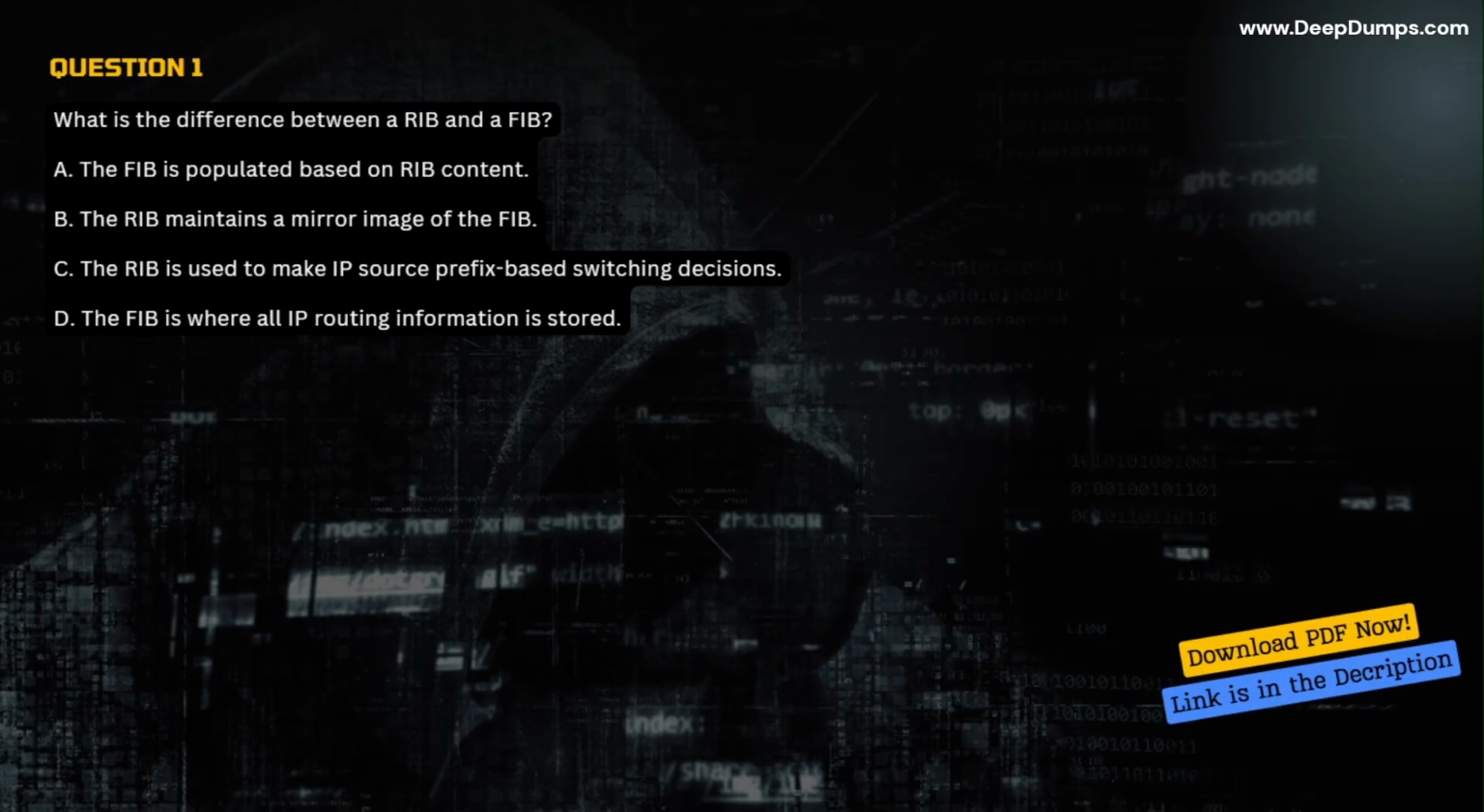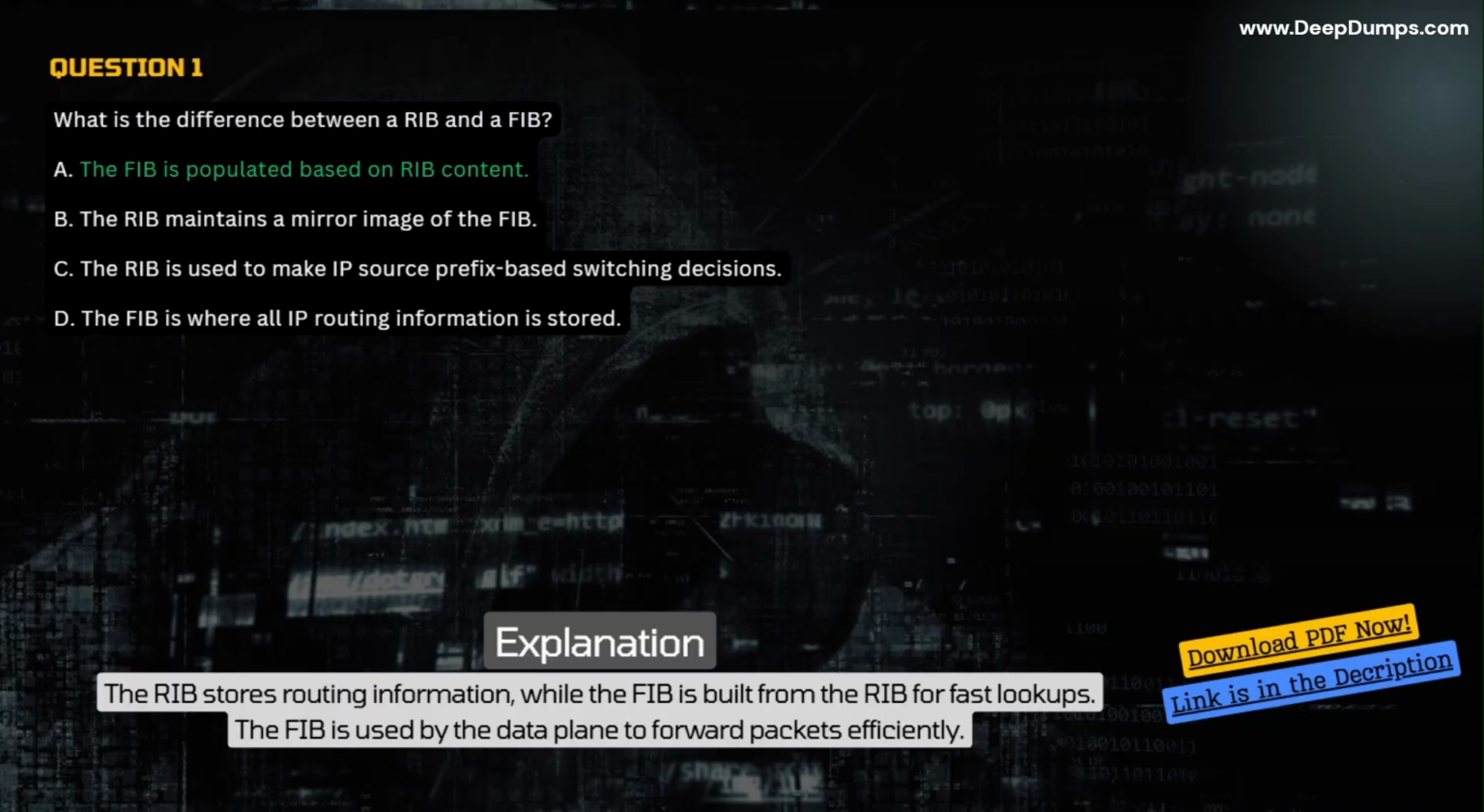Question 1. What is the difference between a RIB and a FIB? A. The FIB is populated based on RIB content. B. The RIB maintains a mirror image of the FIB. C. The RIB is used to make IP source prefix-based switching decisions. D. The FIB is where all IP routing information is stored. Correct answer A. The FIB is populated based on RIB content. Explanation. The RIB stores routing information, while the FIB is built from the RIB for fast lookups. The FIB is used by the data plane to forward packets efficiently.